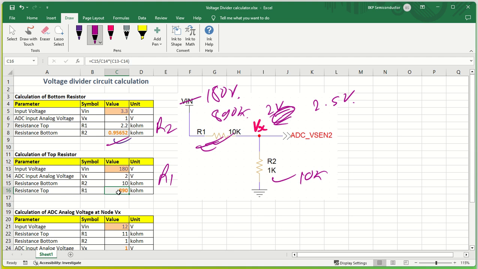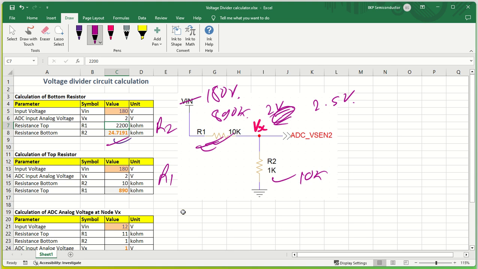Okay, or let us say I am going to calculate using this one, like I want this one to be in mega ohm or something. So I want 2200 kilo ohm, that is 2.2 mega ohm. In that case what will happen, my input voltage was 180 volt, Vx requirement is 2 volt. So you can see for 2.2 mega ohm this one, my R2 will be 24.7 kilo ohm. Okay, so this is how you design your circuit.